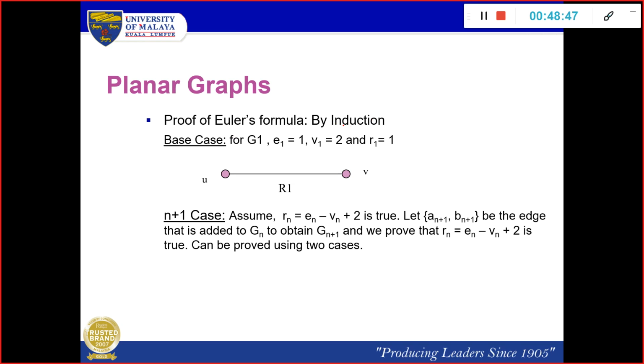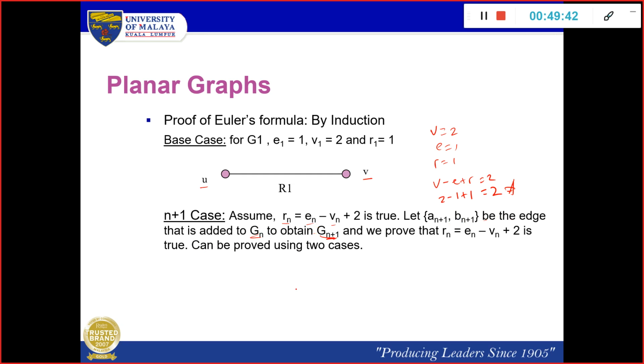Proof of Euler's formula by induction. So this is the base case. You have only 2 vertices, vertex U and vertex V, and 1 edge and 1 region, because this one only has 1 region. So V is equal to 2, E equal to 1, R equal to 1. V minus E plus R equals 2 minus 1 plus 1, which is 2. So this graph is a planar graph. From the base case, for the n plus 1 case, let's say Rn equals En minus Vn plus 2 is true. Let An+1, Bn+1 be the edge that is added to Gn to obtain Gn plus 1.